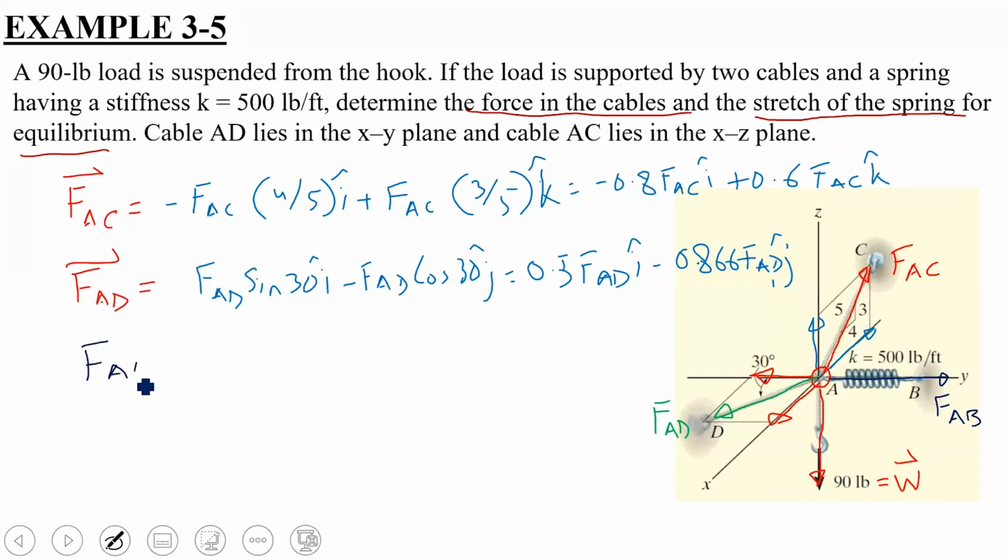Okay, moving forward, what should be the Cartesian notation of FAB? जी पूछें. सर, 500 j. 500 कहाँ से आ गया? ये तो स्प्रिंग कांस्टेंट है सर. 500 is basically the spring constant. So इसको मैं FAB j के तौर पे लिखूंगा, isn't it? Yes sir, sorry. Finally, what should be the Cartesian notation of this weight? सर, minus 90 k. So minus 90 k is going to be the Cartesian notation of this weight. So these are the Cartesian notation of all the four forces which are acting at point A.